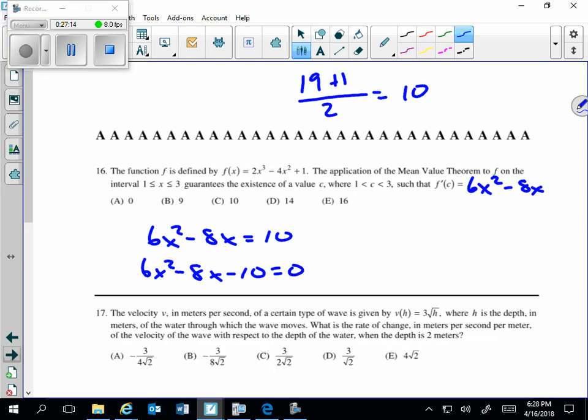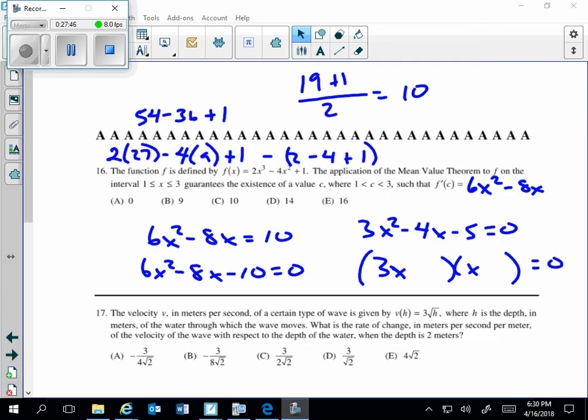I'm going to factor out a 2 just to make it a little nicer. So I get 3x squared minus 4x minus 5 equals 0. I get 3x and x. Did I do something wrong? I don't see an easy factor. 5 and 4, or 5 and 1. All right, I'm going to hit pause for 2 seconds. All right, I'm back. Sorry.